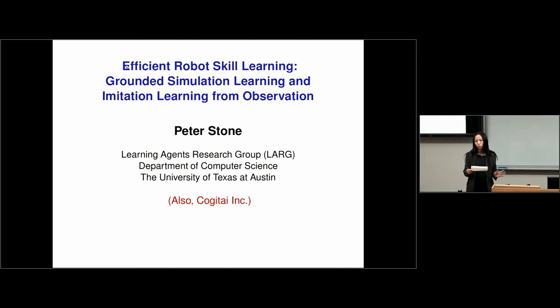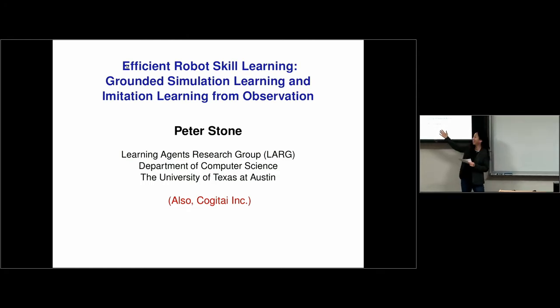Professor Stone is also the president, COO, and co-founder of, I guess it's Cogitai. Cogitai Inc. That's his company. So you can see he's very accomplished in all these kinds of domains, and he's an expert in AI. So today he's going to talk about efficient robot skill learning.